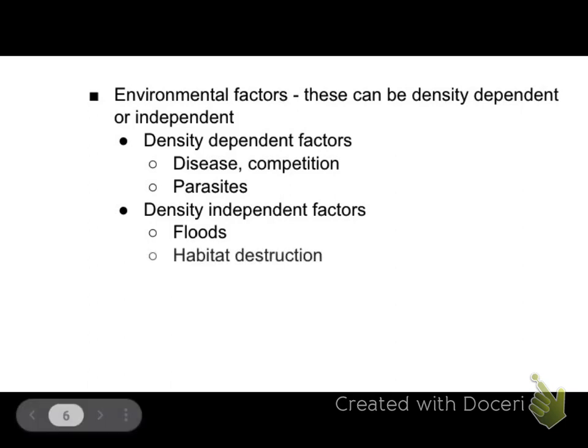The same thing is true for habitat destruction, right? These things don't necessarily get more or less effective depending on how many organisms live in the area.